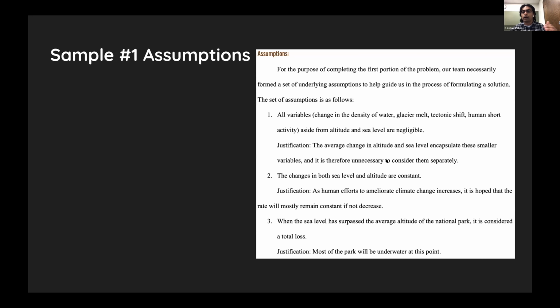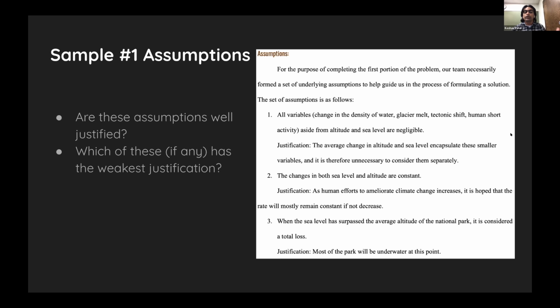So I've just taken a screenshot of one of the reports and put all of the assumptions that they gave for part 1 here in this text sheet. Some questions I have for you all: are these assumptions well justified? And a similar question, which of these, if any, has the weakest justification? So I will give you about 2 minutes to read this over and give your thoughts in the chat.